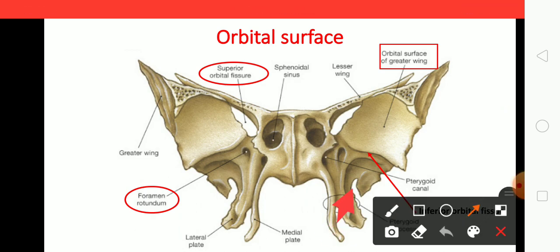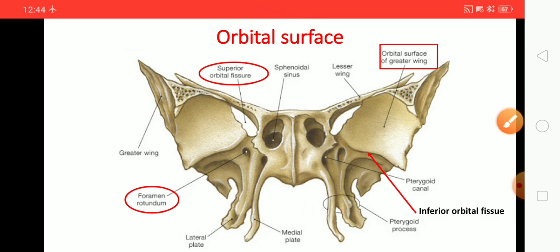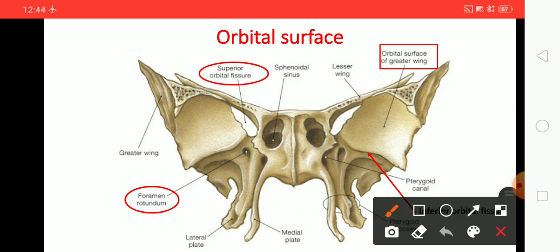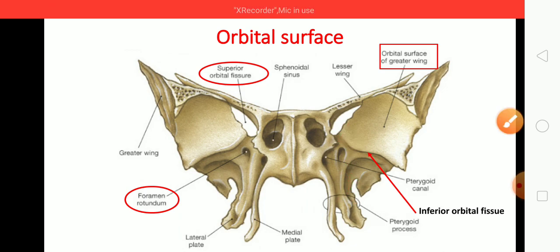So this is the inferior smooth border, and there is a medial sharp margin that constitutes the lower boundary of the superior orbital fissure. This one. And there is a projection from this medial sharp margin that provides attachment to the common tendinous ring.